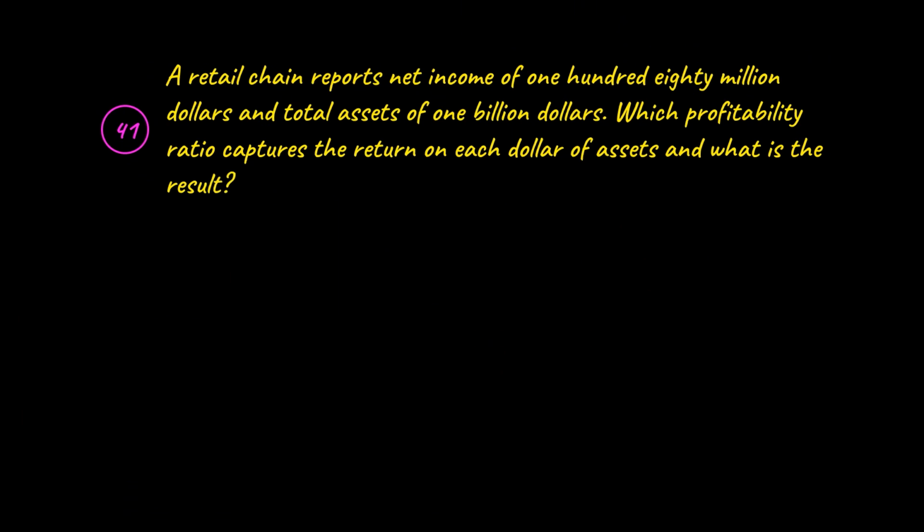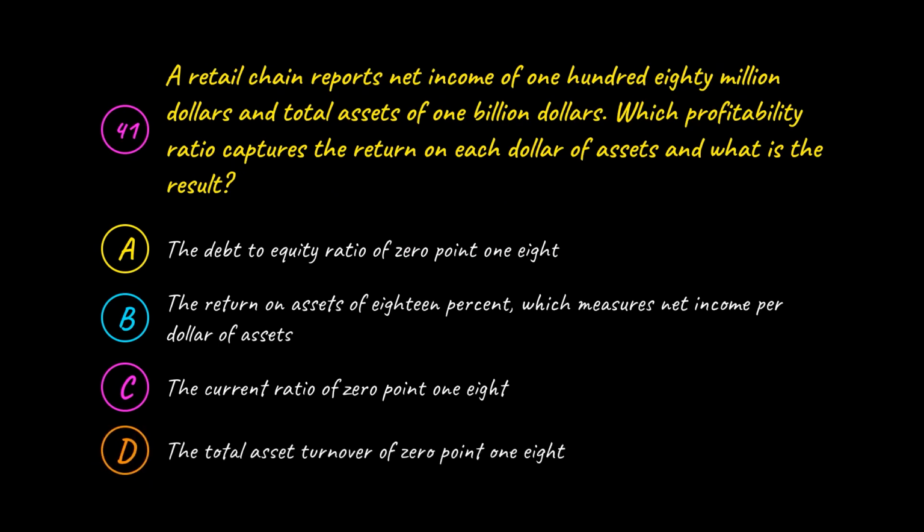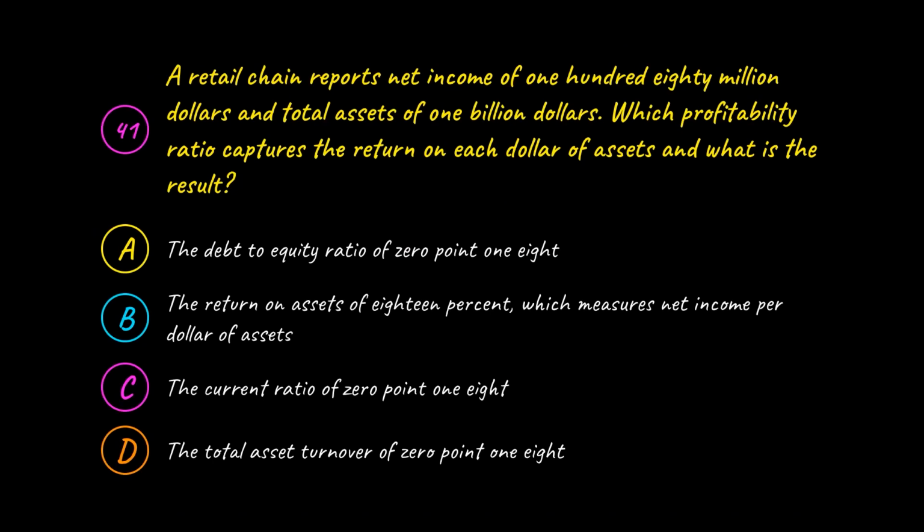Your options are A. The debt-to-equity ratio of 0.18. B. The return on assets of 18%, which measures net income per dollar of assets. C. The current ratio of 0.18. D. The total asset turnover of 0.18. Which one is it? Pause the video if you need more time.